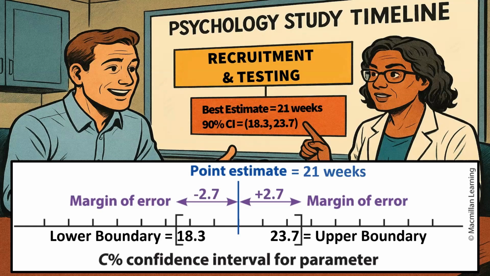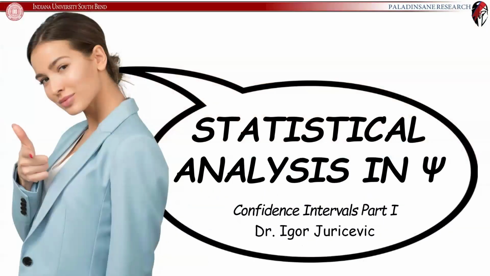Okay, so we talked a lot about how confidence intervals work, what they are, and what they're made of. Next time we meet, we're going to see how to actually get these numbers. So how do you end up with that number, 21 weeks? And then most importantly, the trickiest part of it, how do you get that plus and minus 2.7? That's what we're going to see next time when we look at how to actually calculate confidence intervals.